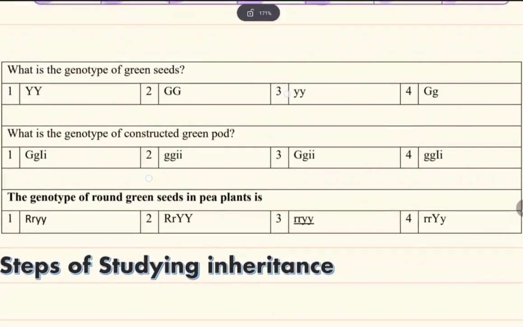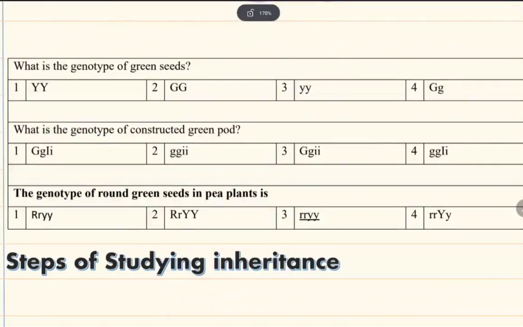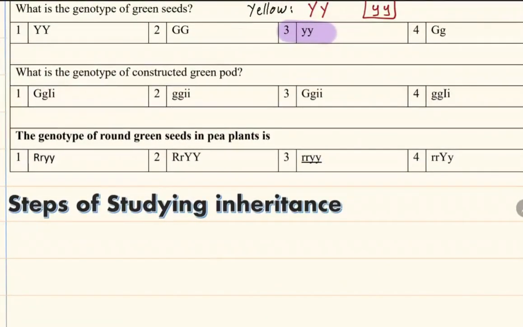Now let's see here. This question says, what is the genotype of green seeds? Now the green seeds, we have yellow seeds are the dominant, and the letter of yellow seed is Y capital. Green seeds are the recessive, so we are going to use Y small. This is going to be the genotype of it, which is this one, number 3. The answer is number 3. Let's see, this is another question.